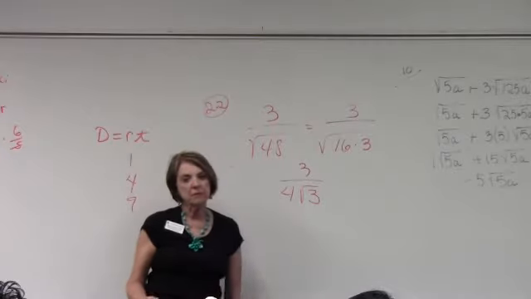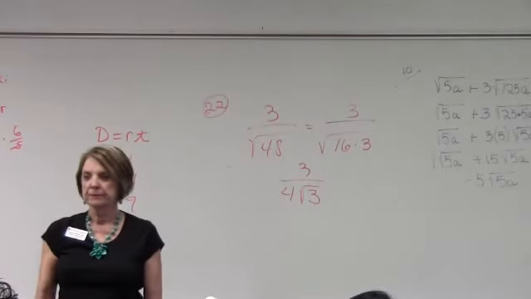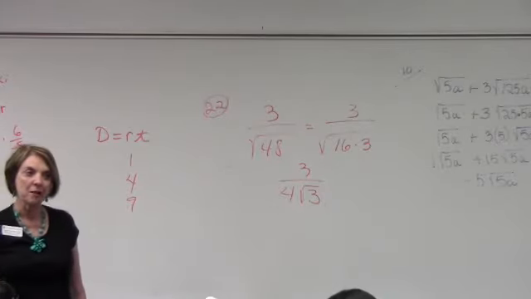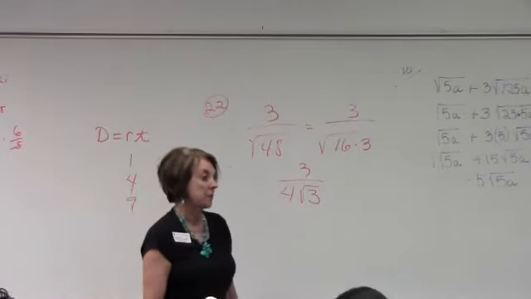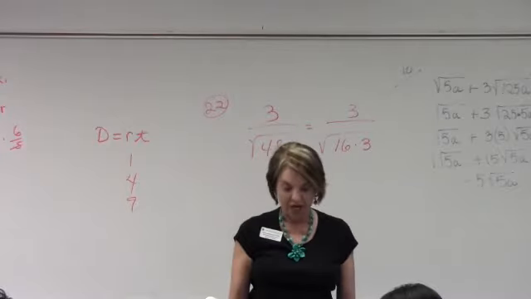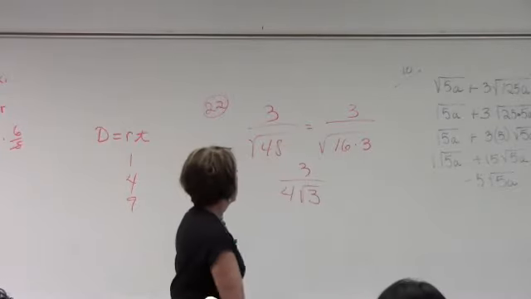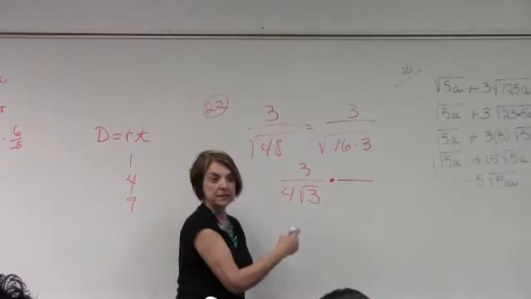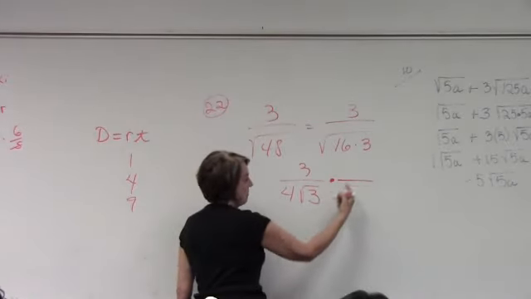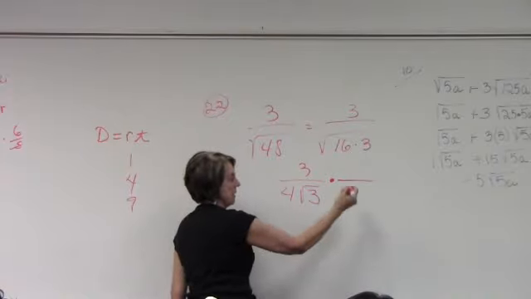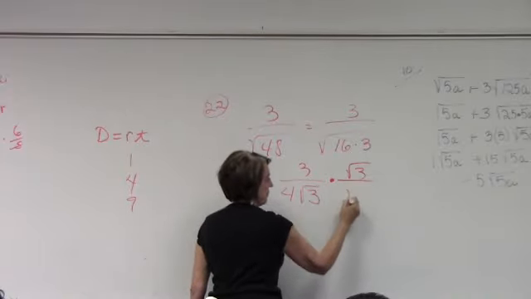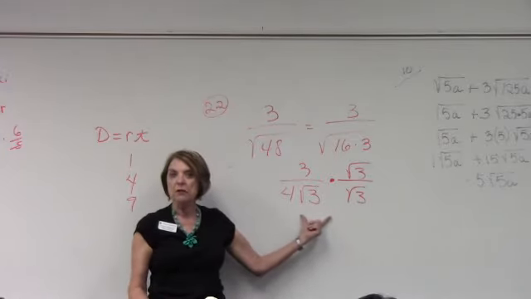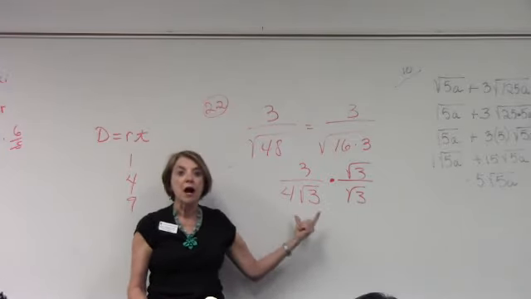All right. Why is it not simplified? Because there's a radical in the denominator. We have a rule that says you cannot leave a radical in the denominator. How do we get it out of the denominator? It's called rationalizing the denominator. If I'm going to multiply the bottom by itself, I'm going to have to multiply the top also. What am I multiplying top and bottom by? Square root of 3. I want to get this radical in the denominator out of there.